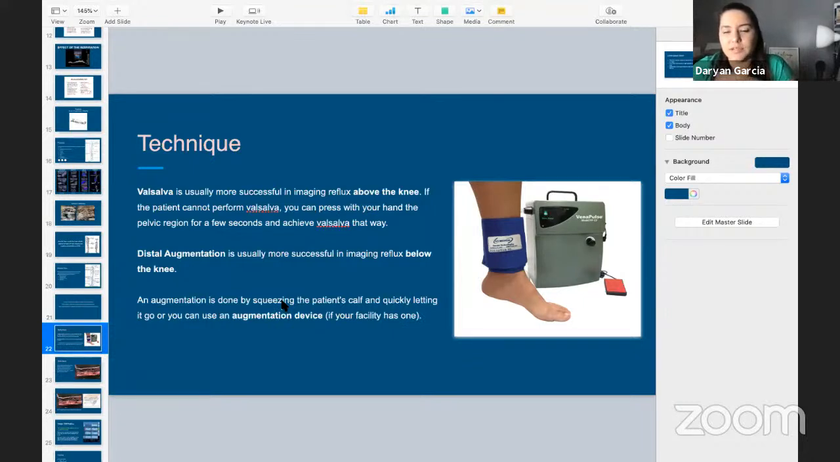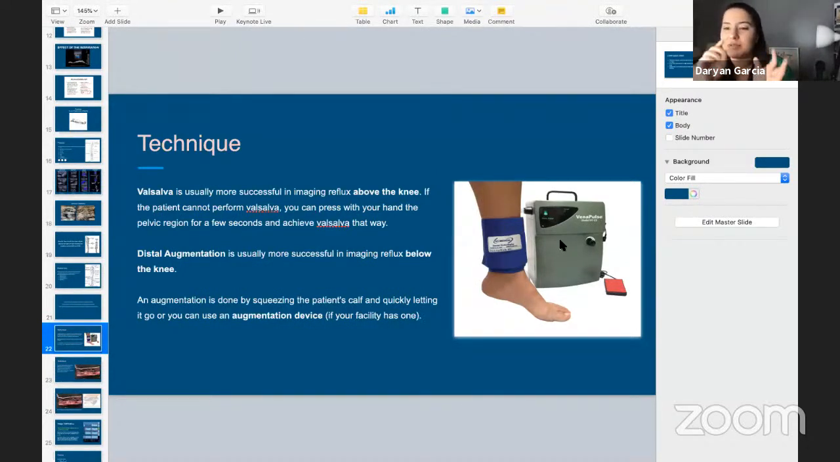And if you don't know how to do a Valsalva maneuver, you have your patient either tighten up their abdomen and take a deep breath in, or if they don't know how to do it, then just press on their abdomen. You're going to press down. As you're pressing down, you're not supposed to have anything in that baseline, nothing at all.